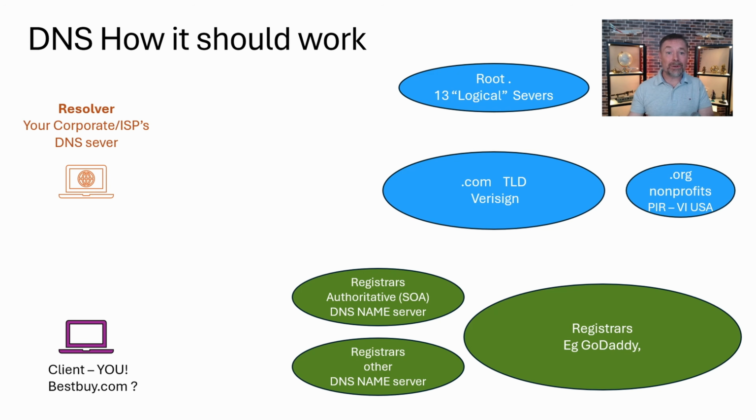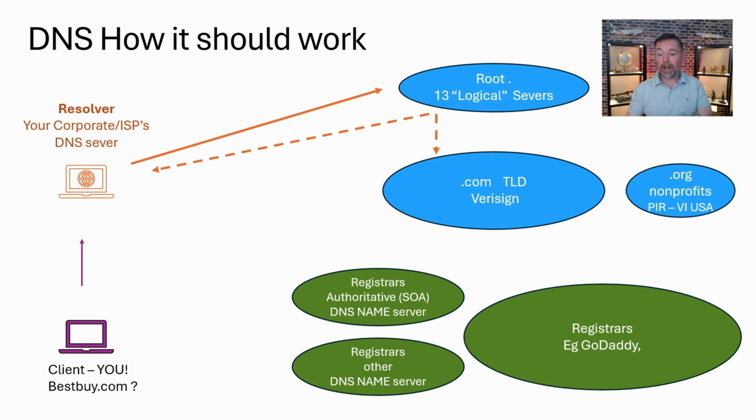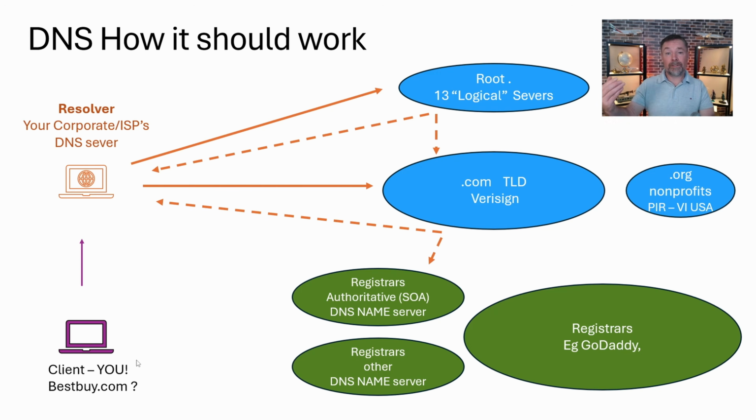One more time, let's go over how DNS should work. The client wants to know the IP address of bestbuy.com. It goes to its DNS server, ISP, corporate, Google, whoever. If the server knows, it tells us. If it doesn't know, then it goes out to the DNS system on the internet, asks the root. The root will redirect us to the appropriate top level domain, in this case a .com, VeriSign. VeriSign will know who registered that domain name, bestbuy.com, and send us to the registrar. For instance, GoDaddy. GoDaddy will point us to its DNS servers, its name servers.